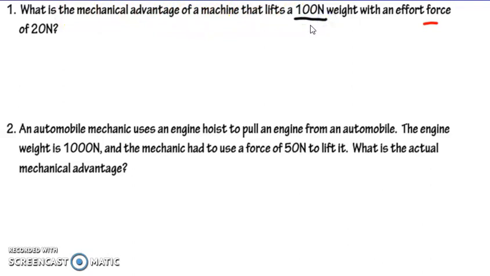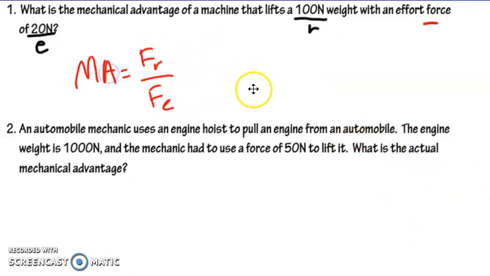But anyway, here we've got a mechanical advantage of a machine that lifts a 100 newton weight. So that is our resistance, isn't it? With an effort force. So we know that the mechanical advantage of this is going to be the force of the effort over the force of the resistance. The force of the resistance is 100 newtons. The force of the effort is 20 newtons. So it's going to be 100 over 20.